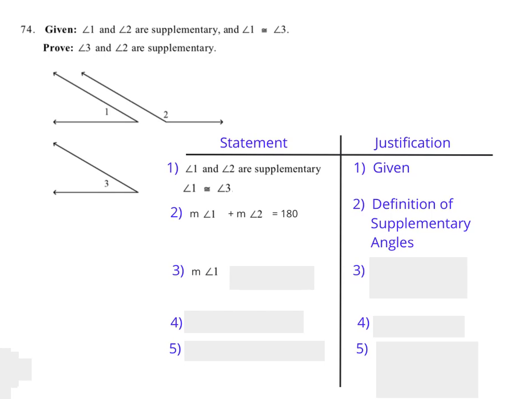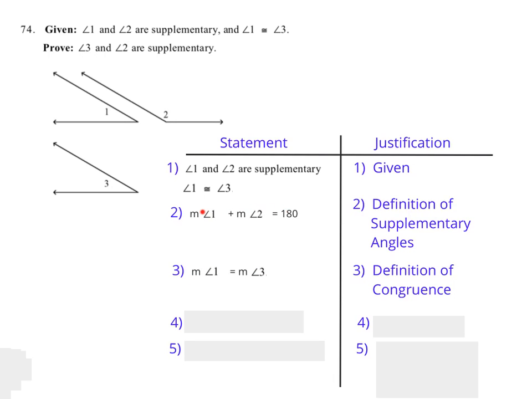Well, I wonder what we can do if we can say something about the measure of angle 1 and the measure of angle 3. Okay, we know that the angles themselves are congruent, so therefore their measures are equal. And that is the definition of congruence, right? If two angles are congruent, their measures are equal. So by definition of congruence, we can say that their measures are equal.